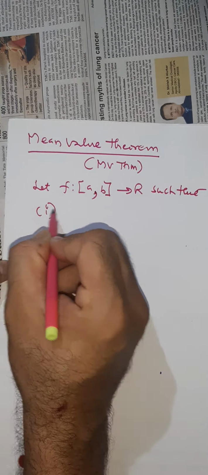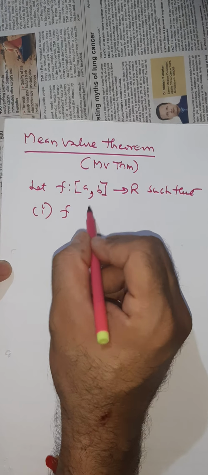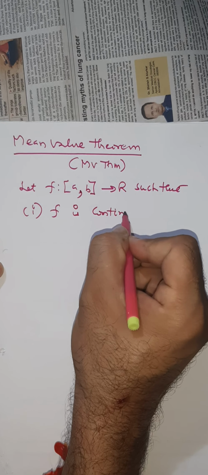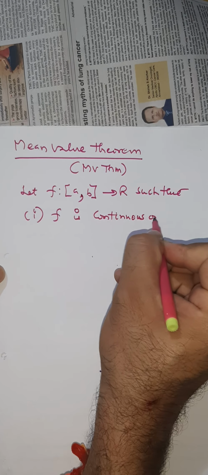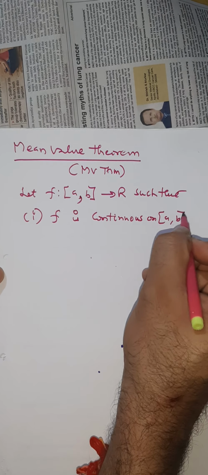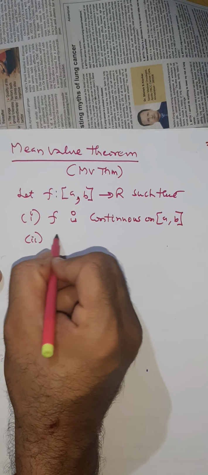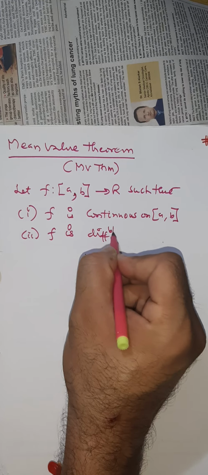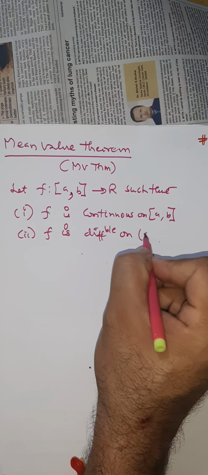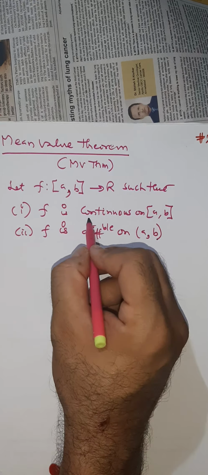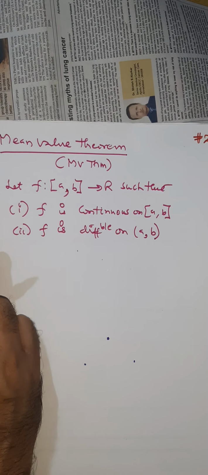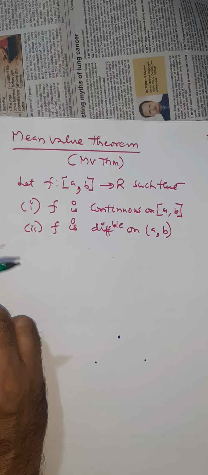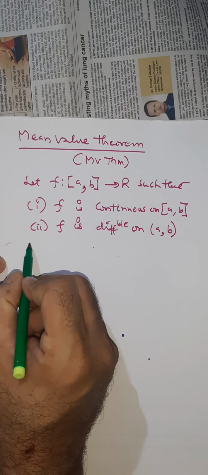here we have the first condition same as what we had in the previous theorem. f is continuous on closed interval a b. Second, f is differentiable on open interval a b. These two conditions are the same: continuous on closed interval, differentiable on open interval. Now we don't require the third condition here, direct concluding line.